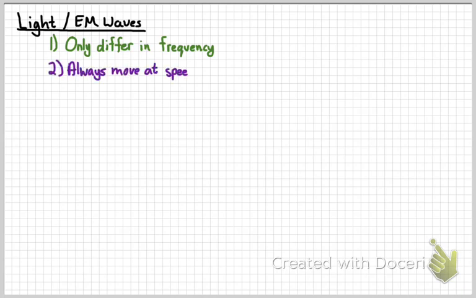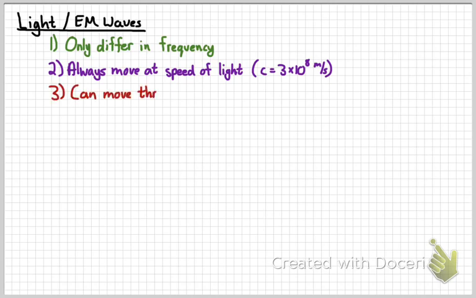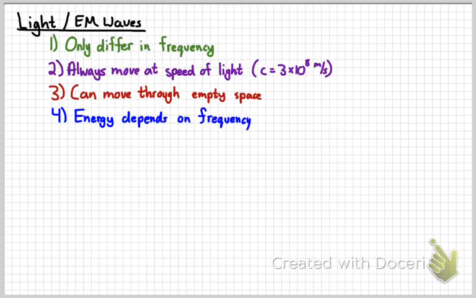They always move at the speed of light, and the speed of light is 3 times 10 to the 8th meters per second, and we symbolize that with the lowercase c. They can move through empty space. That's how light from the sun can reach us. And the 4th thing to remember is that the energy depends on the frequency of the light or the electromagnetic wave. So low frequency waves have low energy, high frequency waves have high energy.